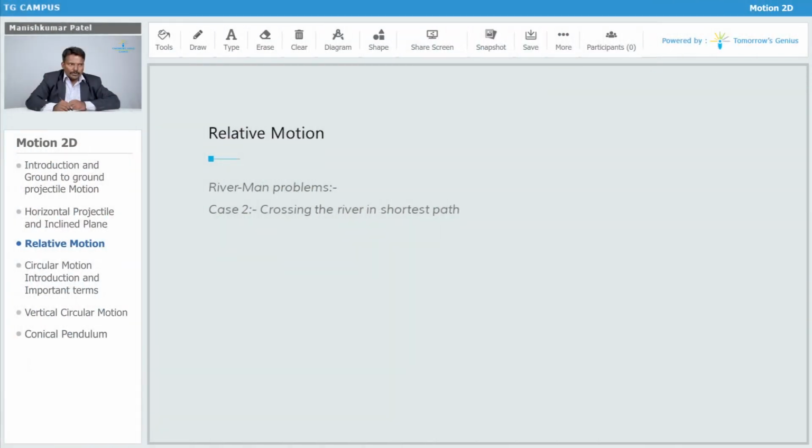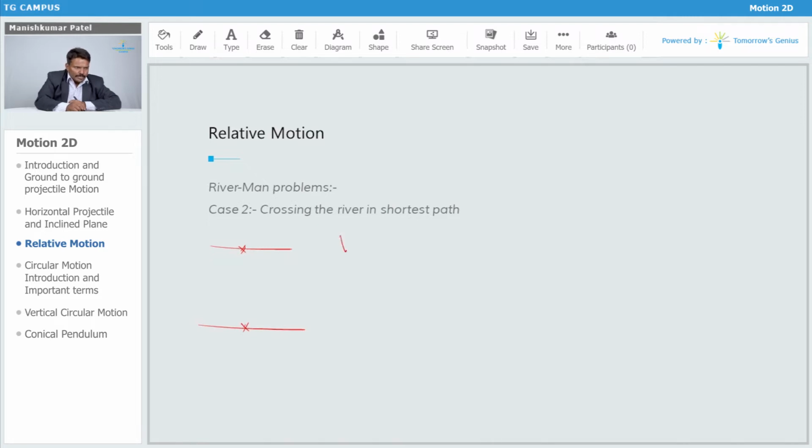Now we have to cross the river in the shortest path. So obviously it has to reach exactly on the opposite side of that bank. If you're starting from this point, you have to reach exactly over here. So in which direction are you going to head? This is what we have to do for this particular case.